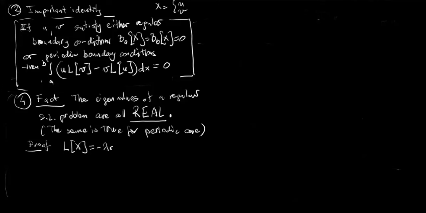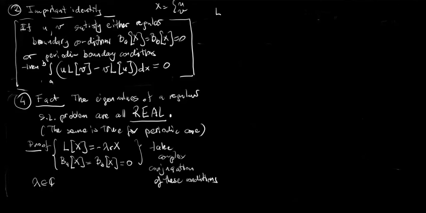So we have the Sturm Liouville equation and boundary conditions, and we assume that the function capital X satisfies this system of equations with an eigenvalue lambda, and we don't know if lambda is real or complex, so let us assume that lambda is a complex number. Okay. So now, if X satisfies this system, let's take the complex conjugation of these equations on both sides. But recall that the operator L was given in terms of real functions Q, R, and P. They were real. And both boundary operators, B A and B B, were also real because they were built in terms of real numbers alpha, beta, gamma, and delta. So these two operators were also real.